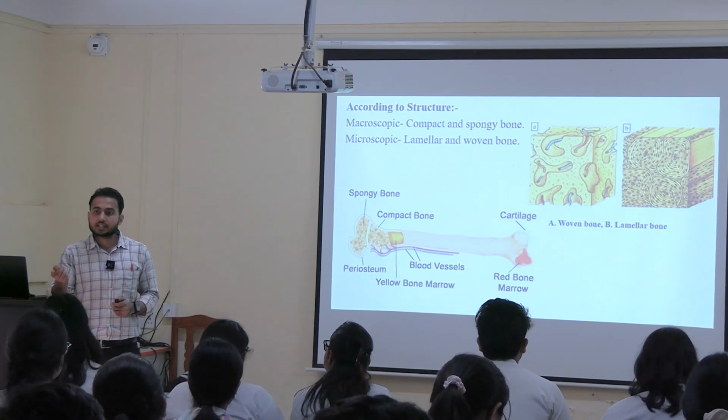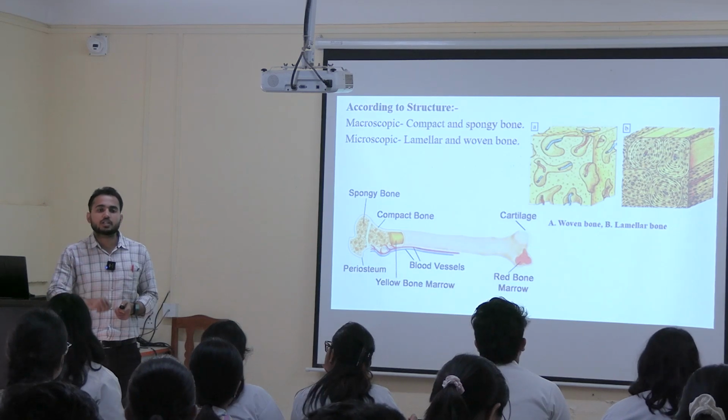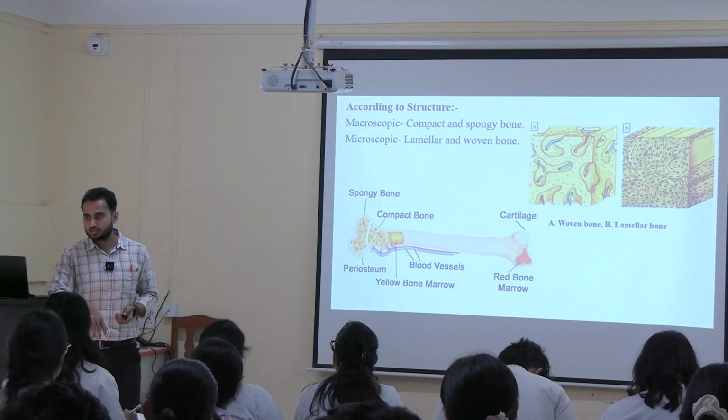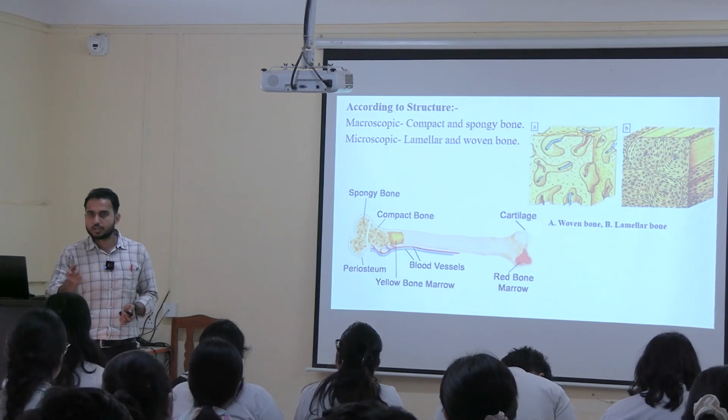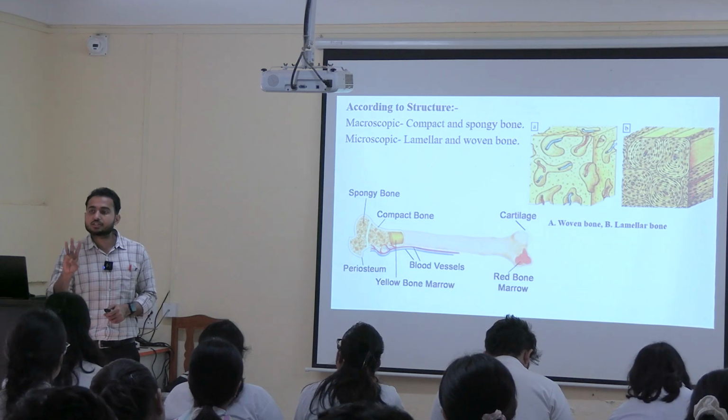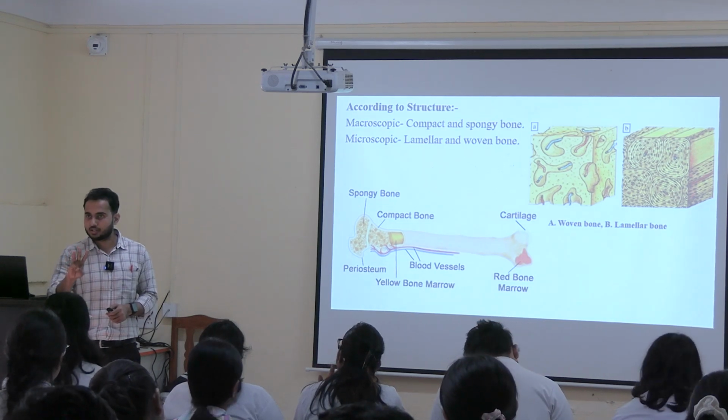And another classification is called developmental classification, that is membranous and cartilaginous. Another type is membrano-cartilaginous, that also you have to include. So like this, three types of classifications are there of the bone.